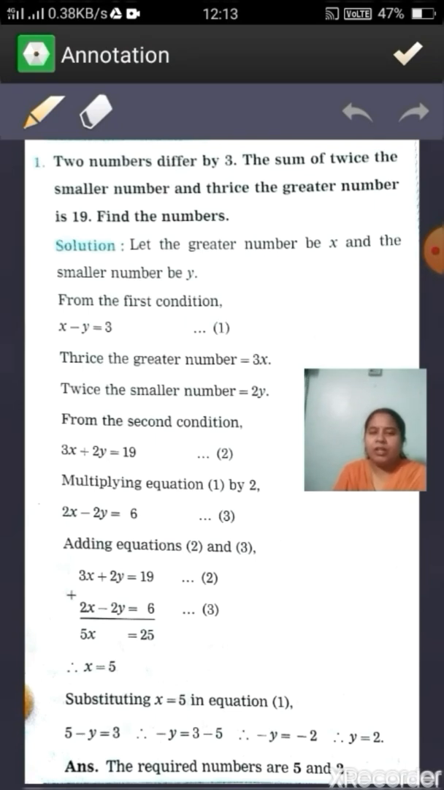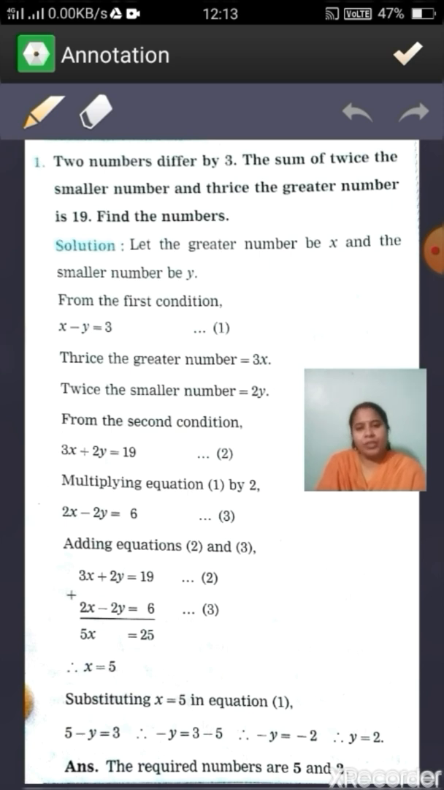Two numbers differ by 3. The sum of twice the smaller number and thrice the greater number is 19. Find the numbers. Now I have read the question once. Now as I have told you the first step, we will read the question part by part and start framing the equation. So the last part of the sum is find the numbers.